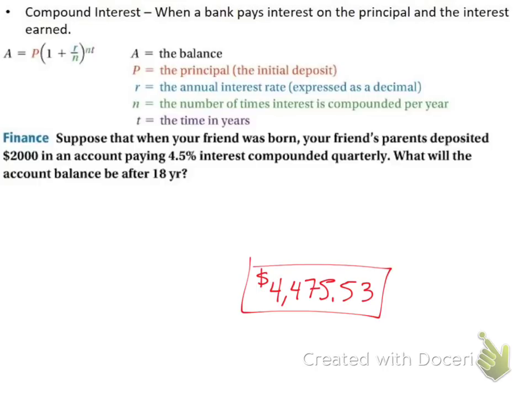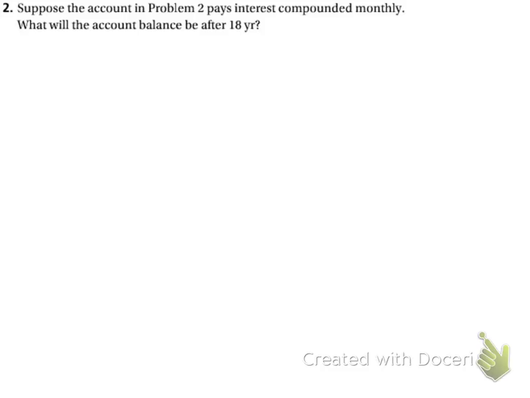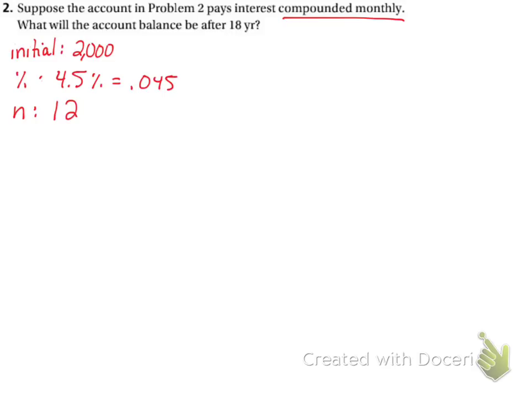Then the last problem is we're going to take the previous problem, so the one that we just did above there, and instead of it being compounded quarterly, we're going to figure out what compounded monthly. So my initial amount is still that 2,000. My percentage is still going to be that 4.5%, which is 0.045. Number of times it's compounded is going to be 12. Again, if it's compounded monthly, there's 12 months in a year. And then the time is still going to be 18 years.